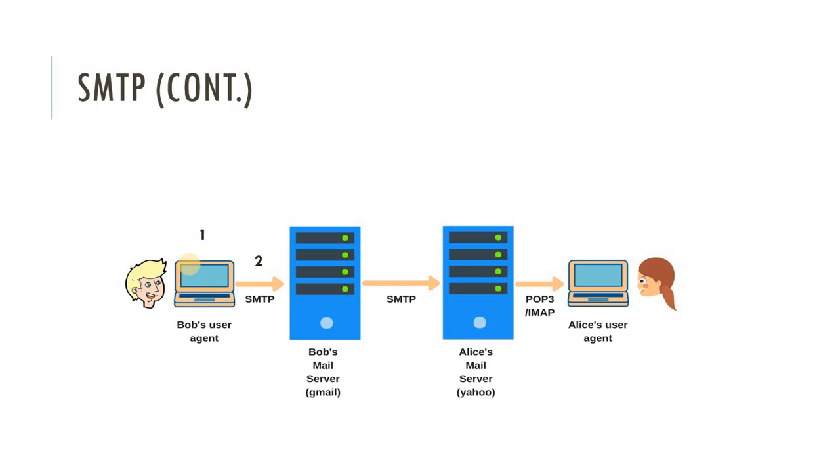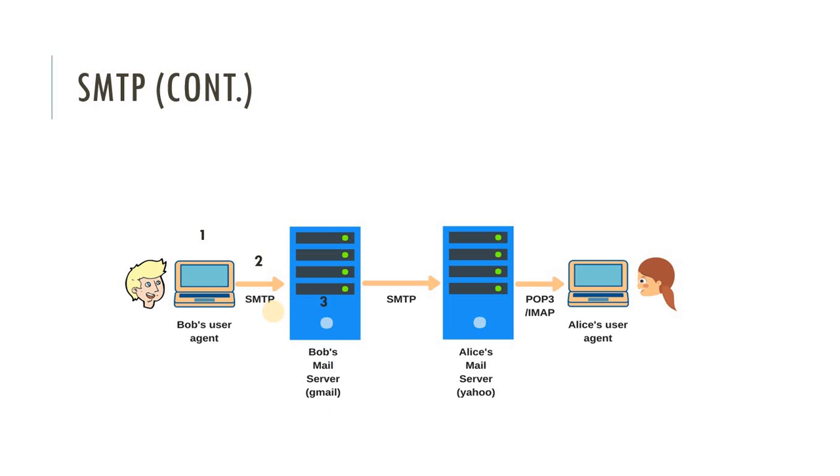Second, the mail app starts communicating with Bob's mail server and eventually pushes the email that Bob composed to Bob's mail server, where it is stored to be delivered later to alice@yahoo.com. So Bob's user agent, or Bob's mail app, gets the message from Bob and also the address of Alice.